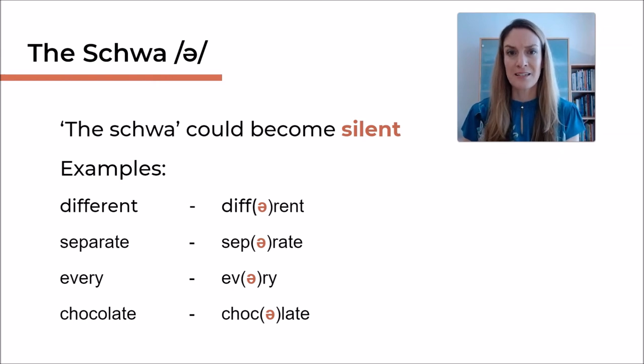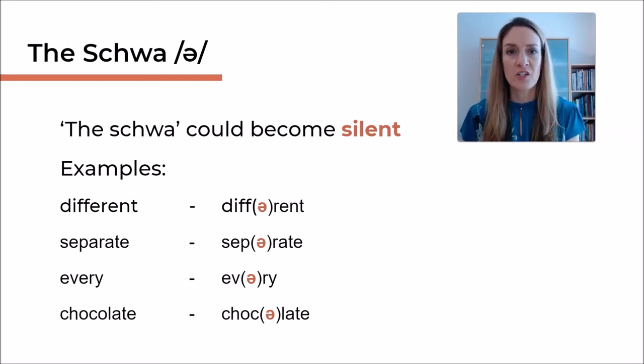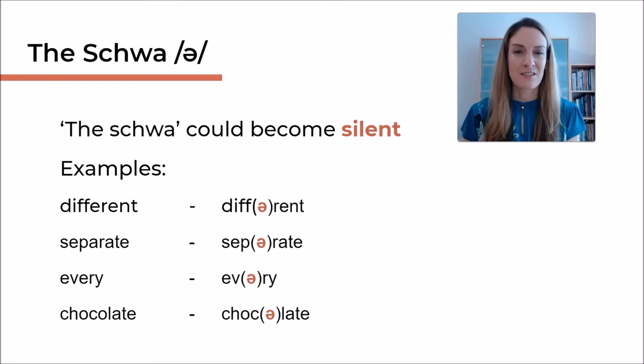"Separate", with the short little schwa, or "separate" without. So we move from the P to the R without a vowel. "Every", usually with a schwa, can also become "every" with two syllables. Again, here we move from V to R without a schwa. And the last one, "chocolate". There's a very short little schwa, but usually we leave it out and it's "chocolate". So here we go from K to L.